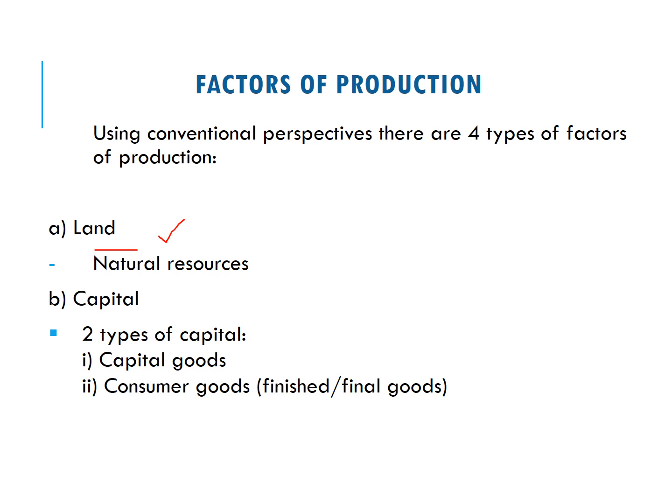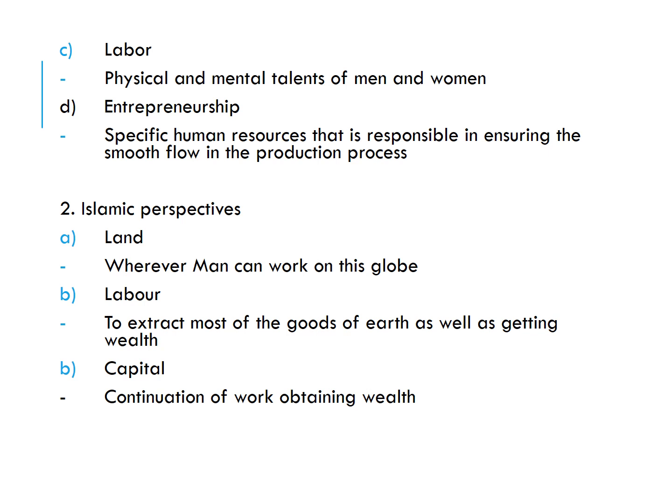And then the second resource is capital. Capital is anything as long as human made. It can be an item from a smallest thing like paper, or bigger item like machineries, vehicle, building. As long as it is human made, we categorize under the same category, which is capital. And then we have labor, skilled labor and unskilled labor. It is the human resource, physical and mental talents of men and women.